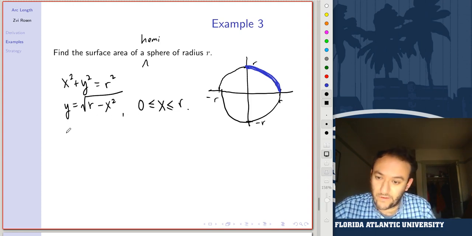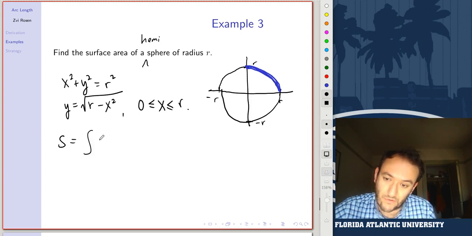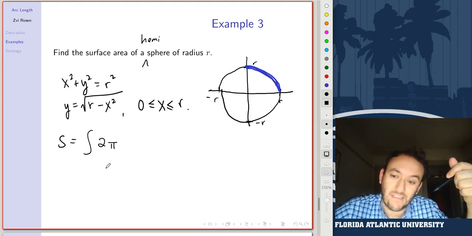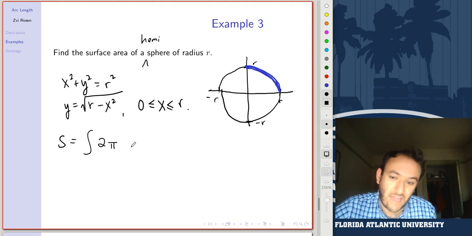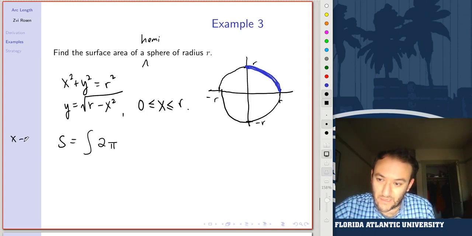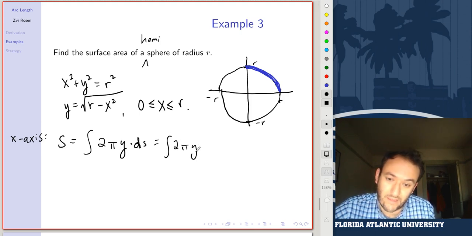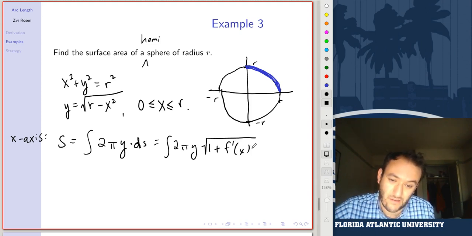So now we'll set up the integral. The surface area will be equal to the integral of 2 pi, and now we have to decide which way we're rotating. Should we use the x-axis or the y-axis? Let's use the x-axis. Okay, so we'll take it around the x-axis: 2 pi y times ds, and we're going to use 2 pi y times the square root of 1 plus f prime of x squared dx.